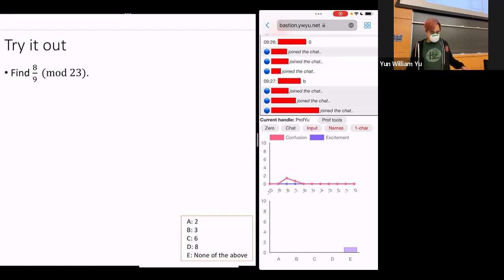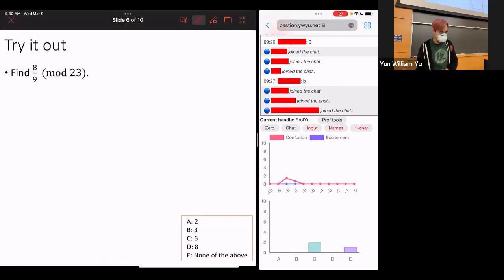Let's see, we got 1, none of the above. And we got a C for 6. Okay, well, let's start going through it. So what are the various steps? Well, let's start with the Euclidean algorithm.